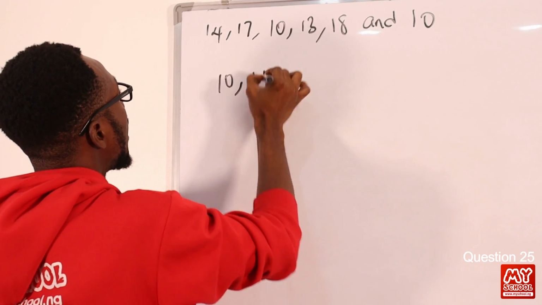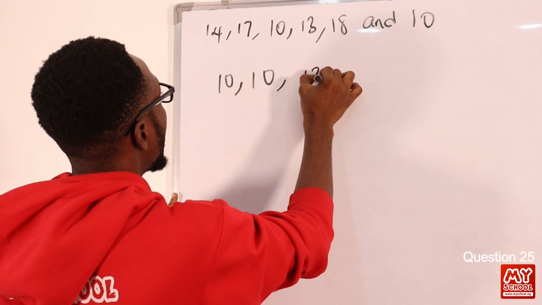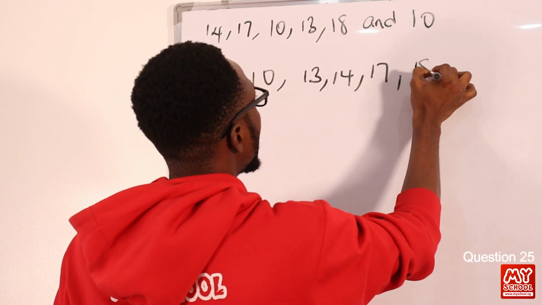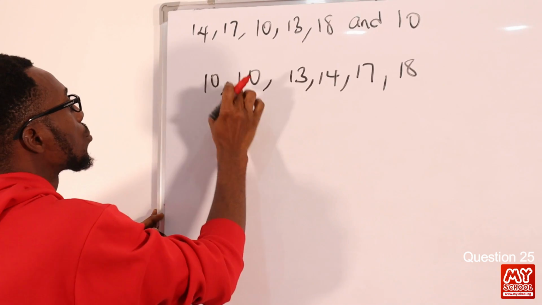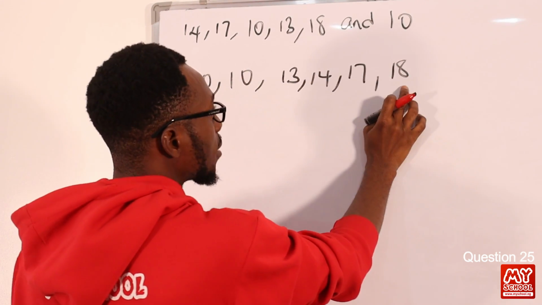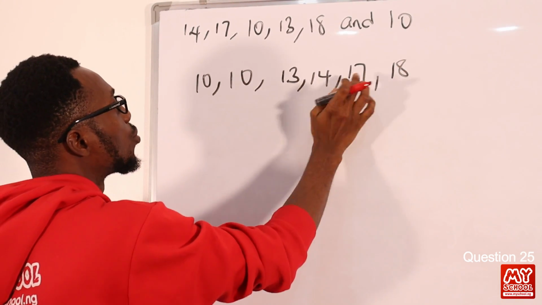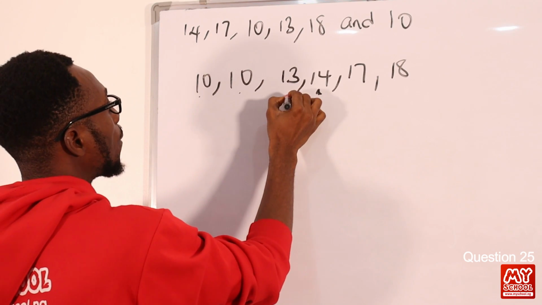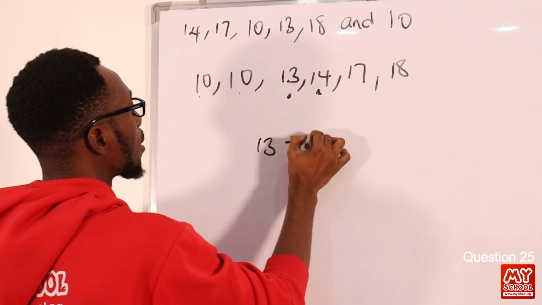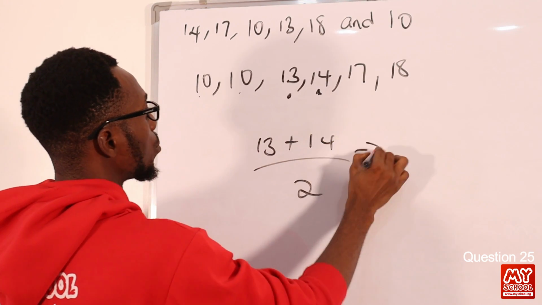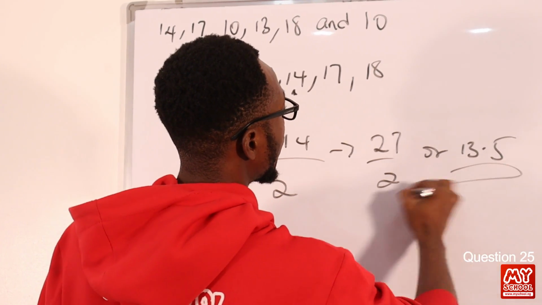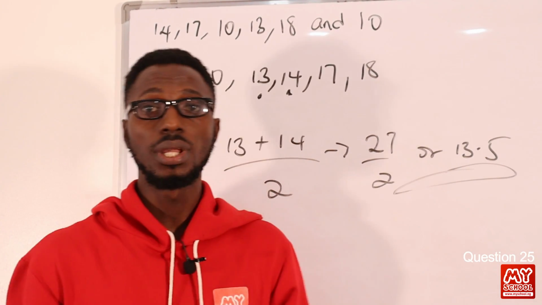So I have 10, 10, then 13, 14, 17, and 18. How many are they? I have 1, 2, 3, 4, 5, 6. So let's look for the middle. 1, 2, 3 from the right, 1, 2, 3 from the left. So we have two numbers at the middle. Divided by 2, that's basically 27 over 2 or 13.5. So that's the median value that we have to determine.